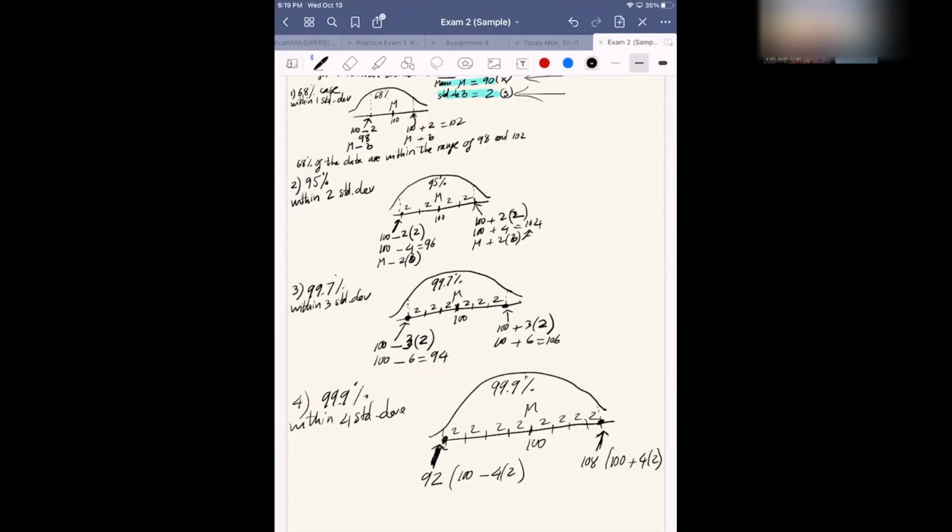Okay. All right. And you can say that 99.9% of the data values are within 92 and 108. Okay. All right. So those are the 4 cases that you want to review. If you still don't get them, review them many times until you get them. Okay.